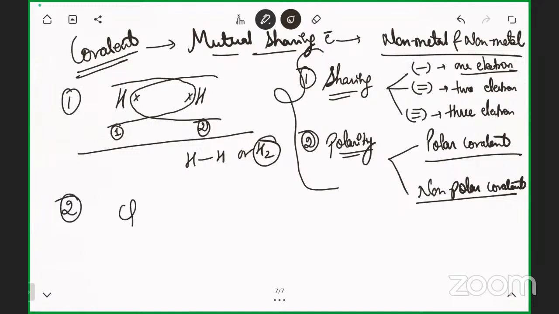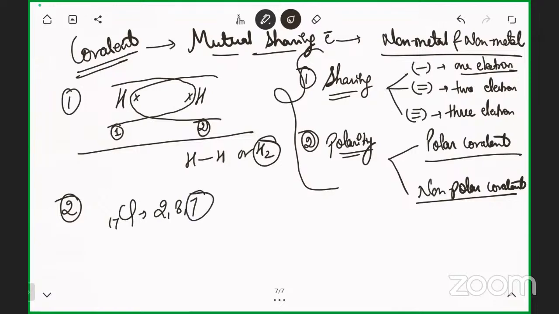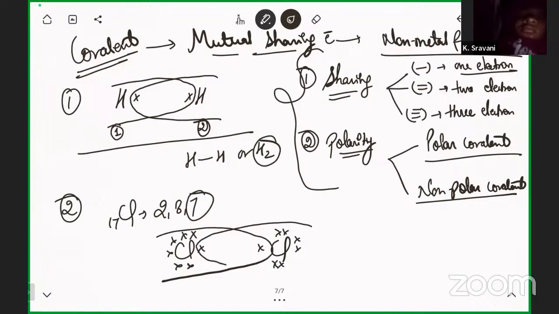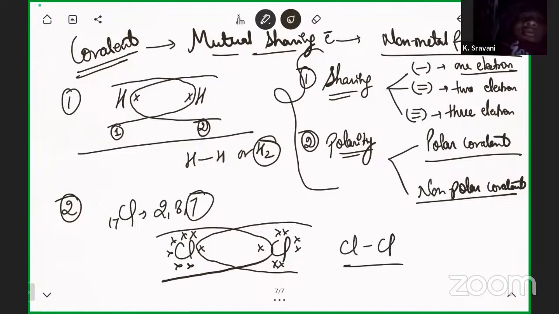I'll take a second example, chlorine. What is the atomic number of chlorine? 17, so 2, 8, 7. It means it has 7 electrons in the outermost shell. If I take 2 Cl atoms and show the 7 electrons in the outermost shell, this chlorine will share 1 electron with that chlorine, a mutual sharing. So again, it's an example of a single covalent bond.